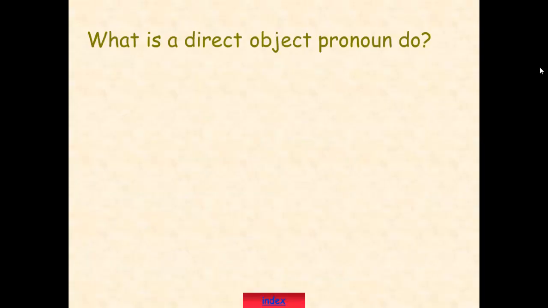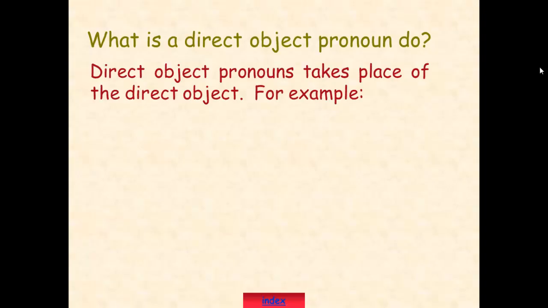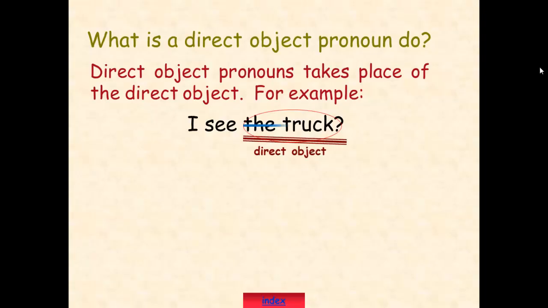So what is the direct object pronoun? So now that we've just figured out what a direct object is, a direct object pronoun takes the place of the direct object. So if I don't want to keep saying the truck, I see the truck would be my direct object, but I could also say that I see it, right? It would be my pronoun. It will take the place of the truck.